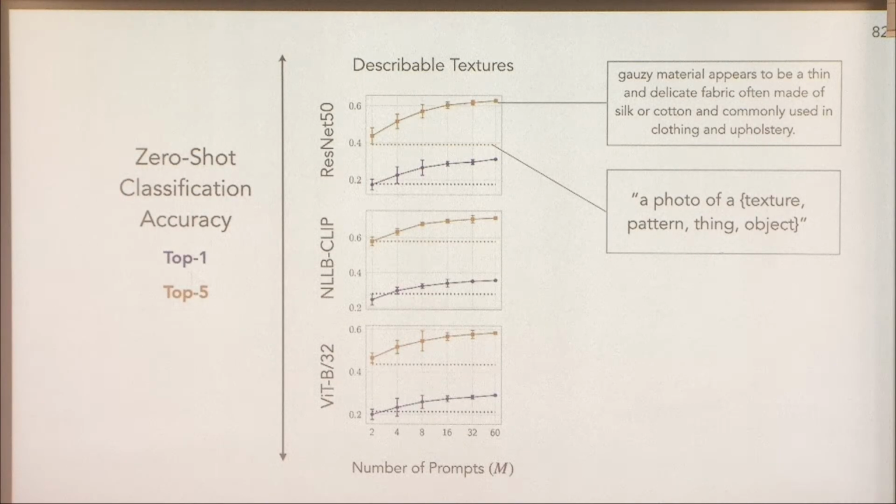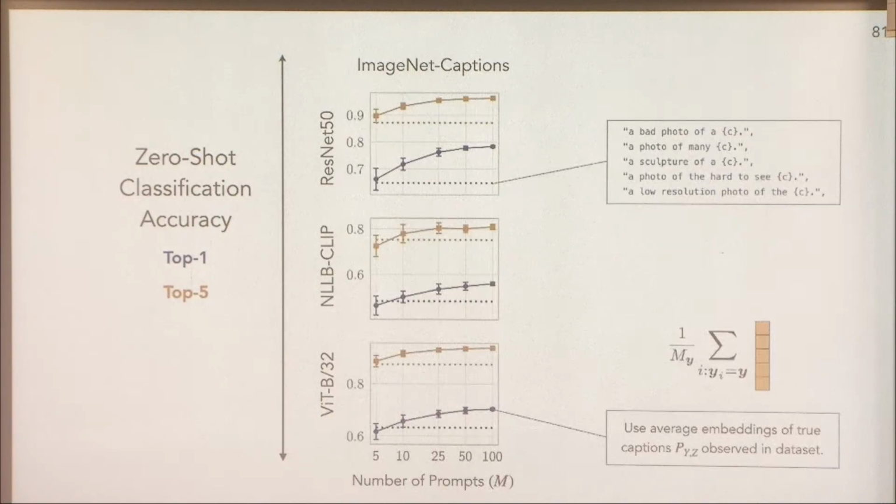Yes? I'm trying to map this back to the results you just showed on the previous slide. There were two terms: the prompt complexity and the prompt bias. How are those showing up in the experiments?